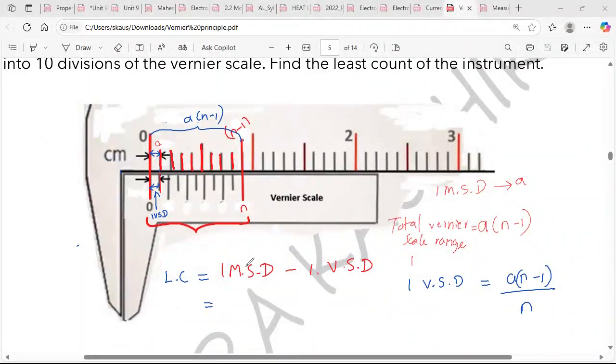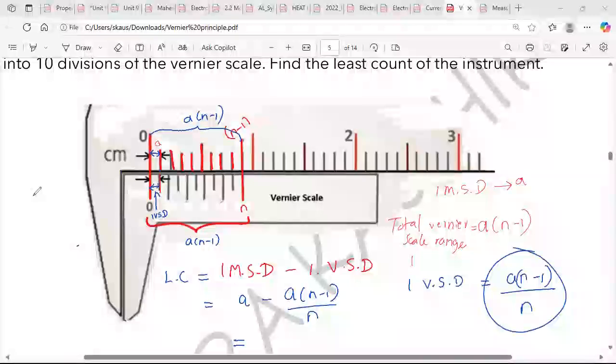The minimum distance that the vernier scale has to be moved to coincide a main scale division with a vernier scale division when both are from 0. So one main scale division is a, one vernier scale division is a times n minus 1 over n. One vernier scale division is that total length divided by n. So common denominator n, right?